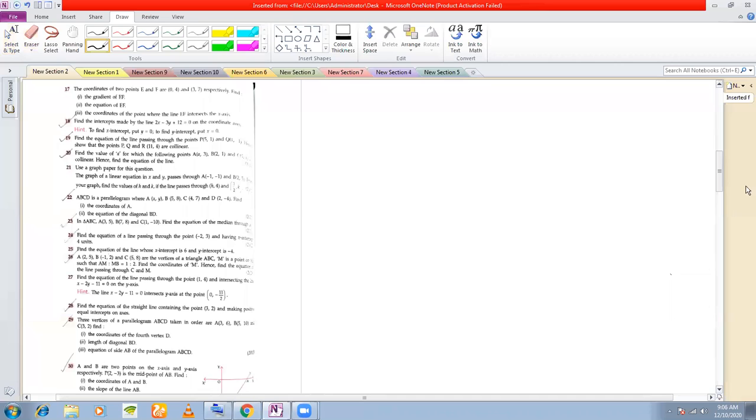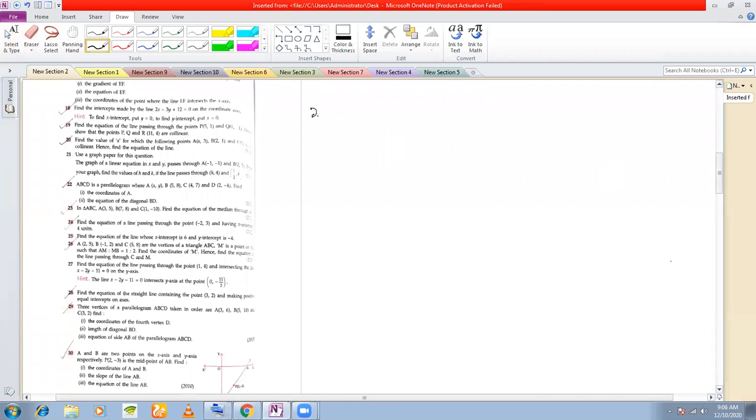Number 23. If you read this problem number 23, here it states that in triangle ABC, the coordinates of A is (3, 5), coordinates of B is (7, 8), coordinates of C is (1, minus 10). Question is find the equation of the median through A.